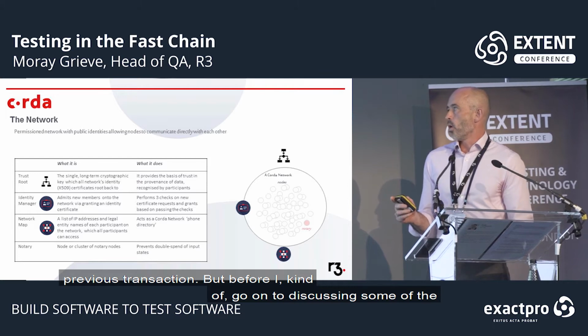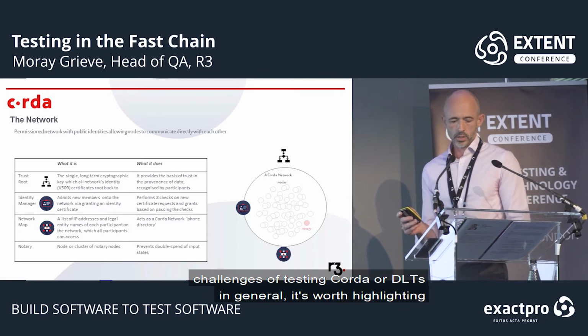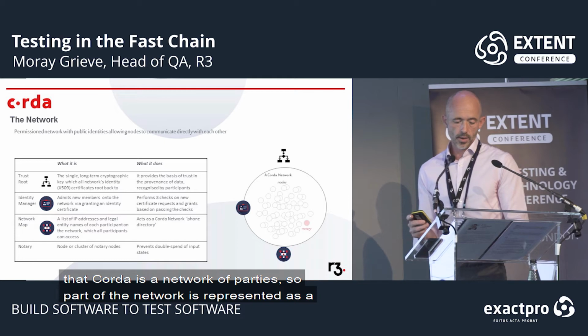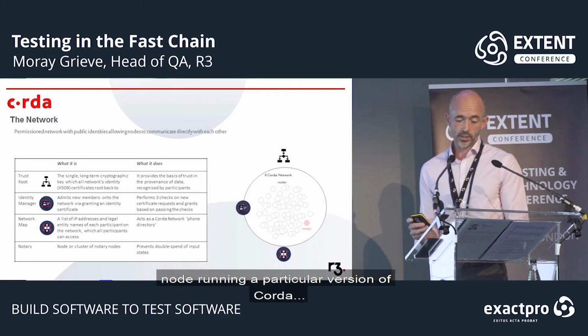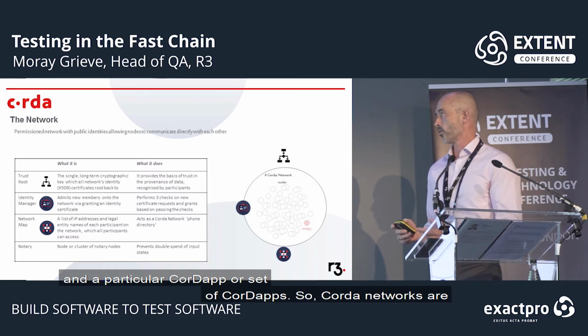But before I go on to discussing some of the challenges of testing Corda or DLTs in general, it's worth highlighting that Corda is a network of parties. So a party on the network is represented as a node running a particular version of Corda, and a particular set of Cordapps.